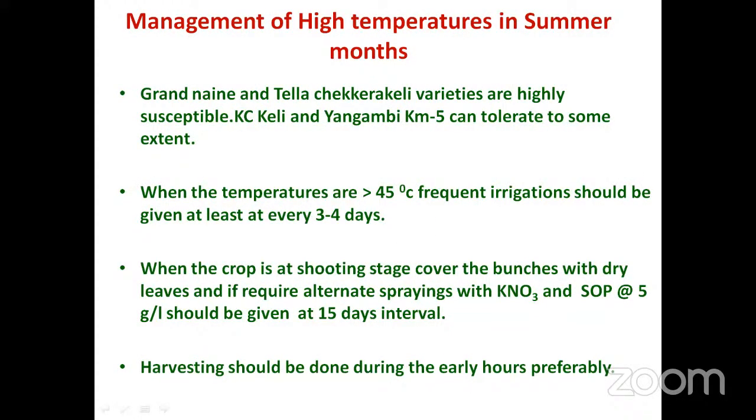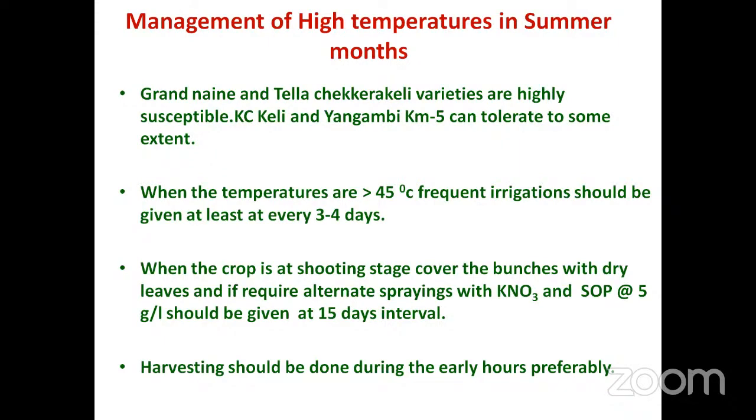Coming to the varietal response, Grandine and Tala-Chakarkeli are highly susceptible to high temperatures, whereas Karpur Chakarkeli and Yangapi Cayman 5 varieties can tolerate high temperature to some extent. So how can we manage when temperatures are more than 45 degrees centigrade? Frequent irrigations should be given at least once in every 3 to 4 days.